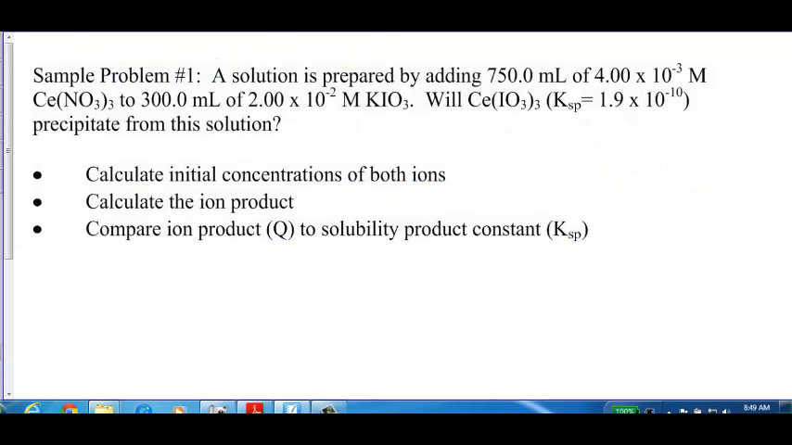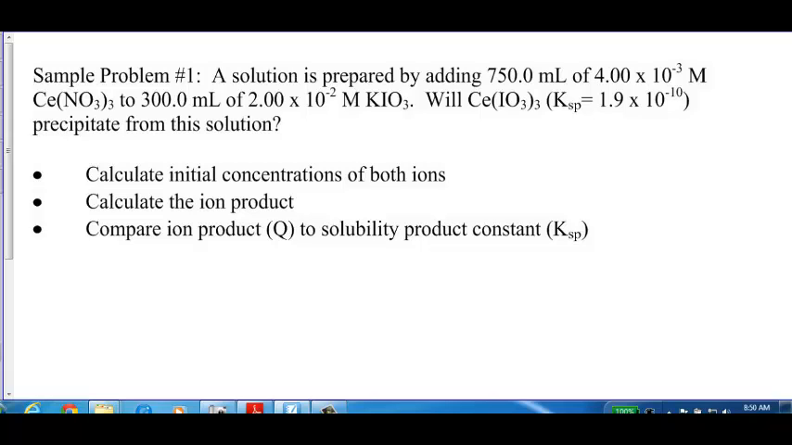So here's sample problem number 1. A solution is prepared by adding 750 mL of 4 times 10 to the negative 3rd molar cerium nitrate to 300 mL of 2 times 10 to the negative 2 molar potassium iodate. Will cerium iodate precipitate from this solution?